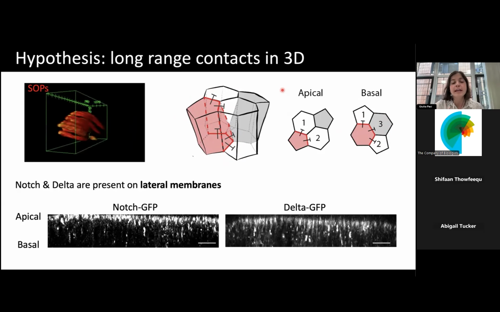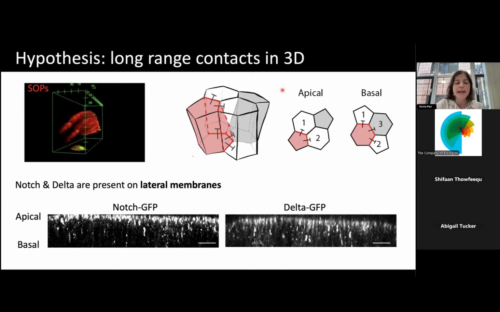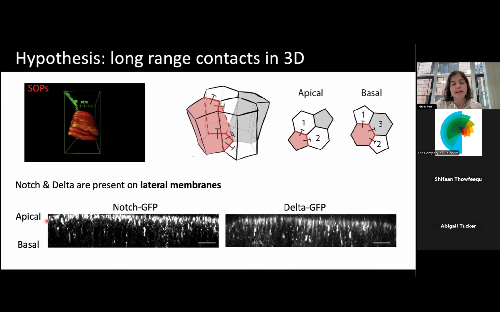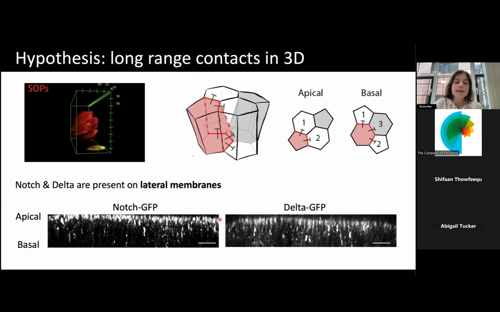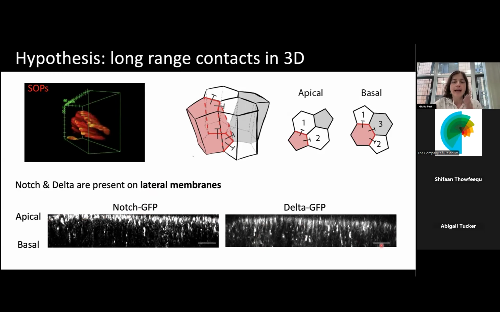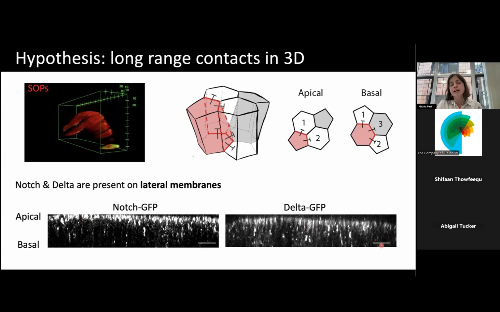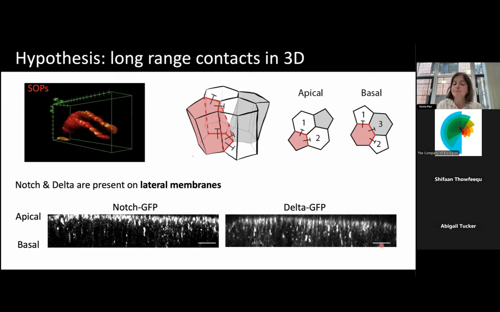And to do that, I imaged knock-in lines where either Notch or Delta are labeled, as you can see here. And what we saw is that, as expected and previously reported in the literature, Notch is highly expressed apically, but both Notch and Delta are also present along the lateral surfaces of the cells. And so any contact that cells have on the lateral surfaces could also act as a signaling interface.